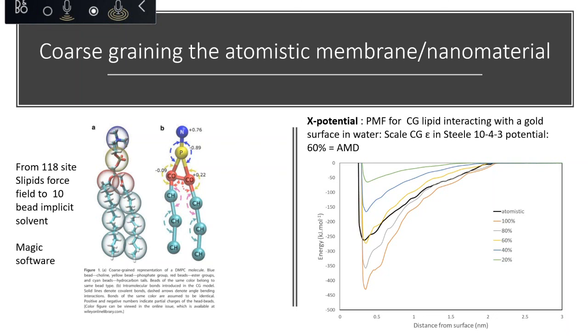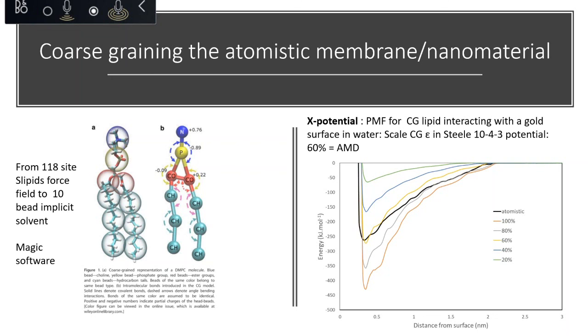And for that, we have used the magic software from Sasha's group to coarse grain S-lipids, which is an atomistic force field from, again, Sasha's group. So we've got a coarse-grained potential now. We've taken 118 atomistic sites and reduced them to 10. So now we can run much faster simulations.